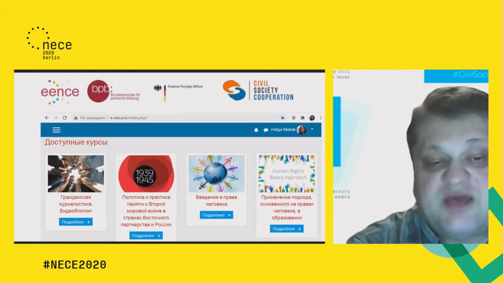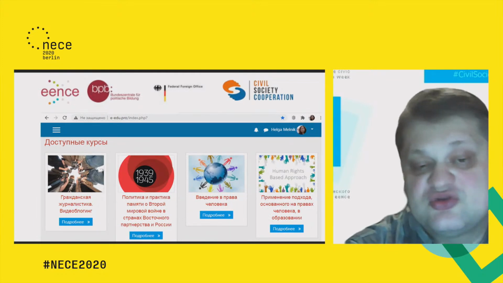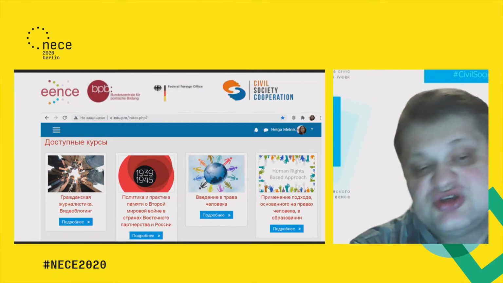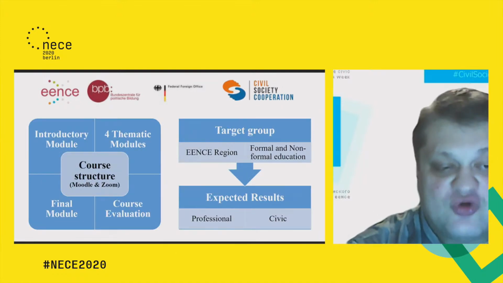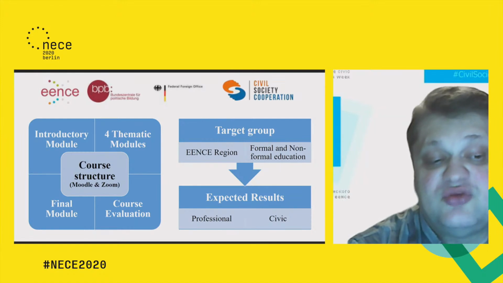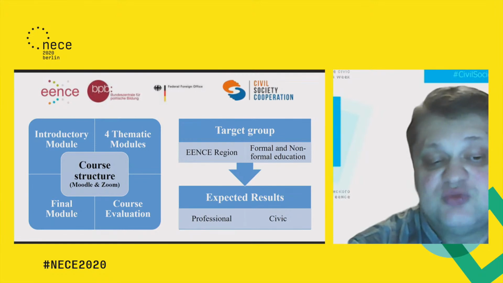All the courses are placed on the Moodle platform. You can see how it looks. All the courses are in Russian at the moment, but we plan to translate them into English in the future. Each course consists of 4 parts: introductory module, 4 thematic modules, final module, and course evaluation. Everything is provided on the Moodle platform, as you saw, and also there are Zoom webinars within each of the modules.